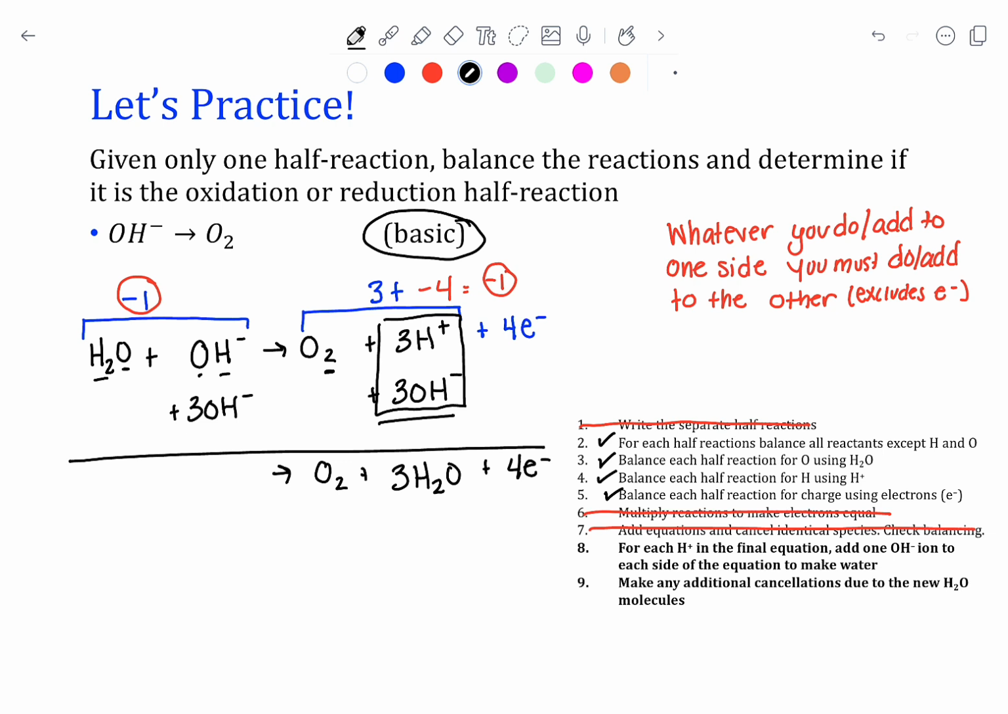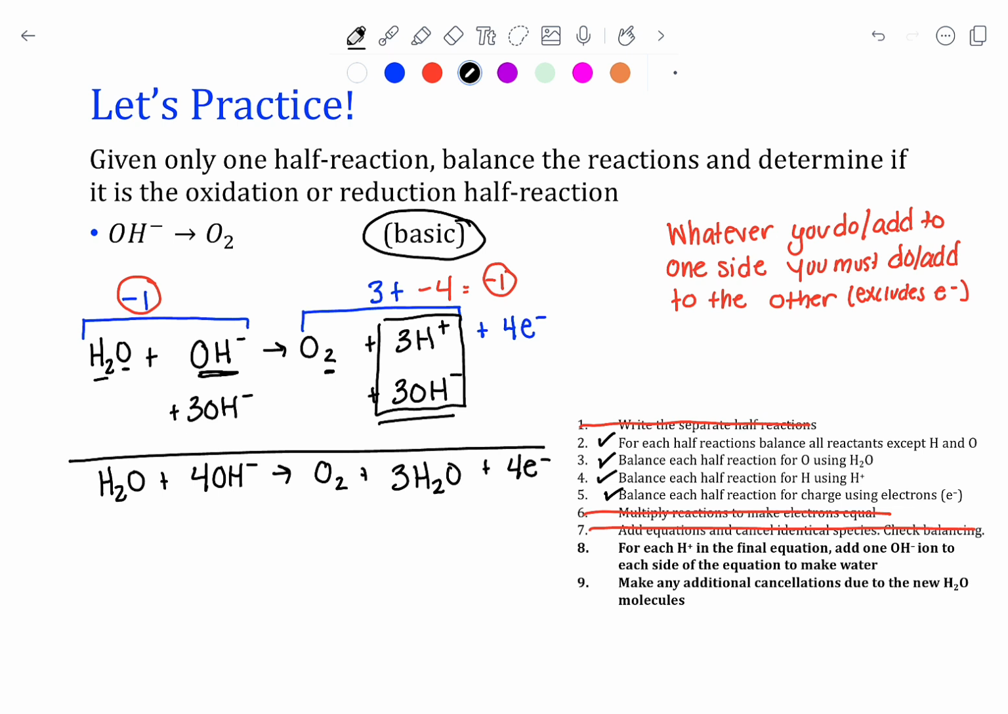Now we can look at our reactant side. I had an OH here already. That's not always the case in these basic reactions, but since the OH was already there, we're going to add 3 more OHs, so we get 4 OH- and an H2O here. Okay, so that's our step 8. For each of those hydrogens, we added an OH ion to either side. Whatever you add to one side, you add to the other in order to make water.